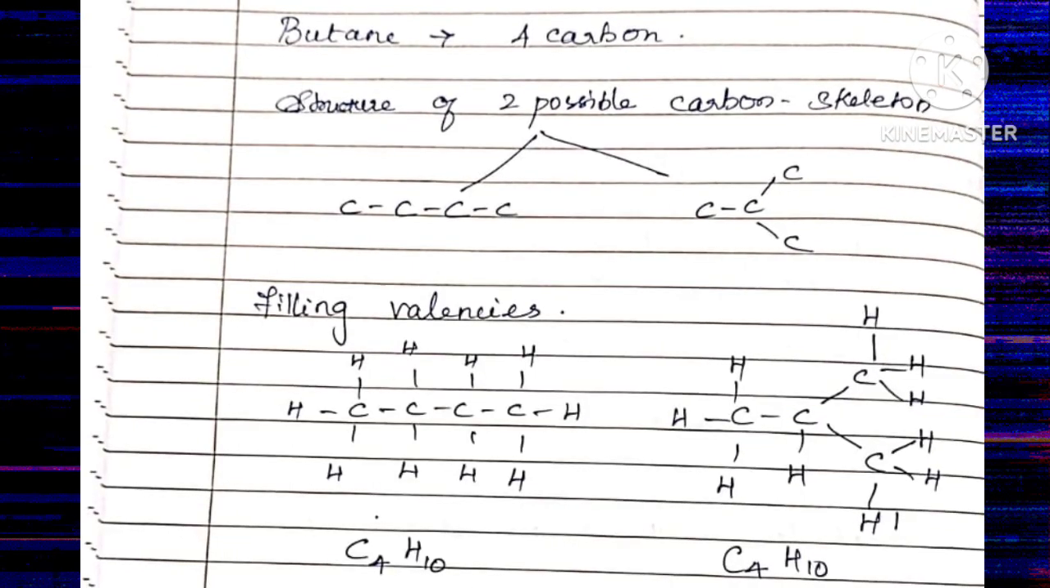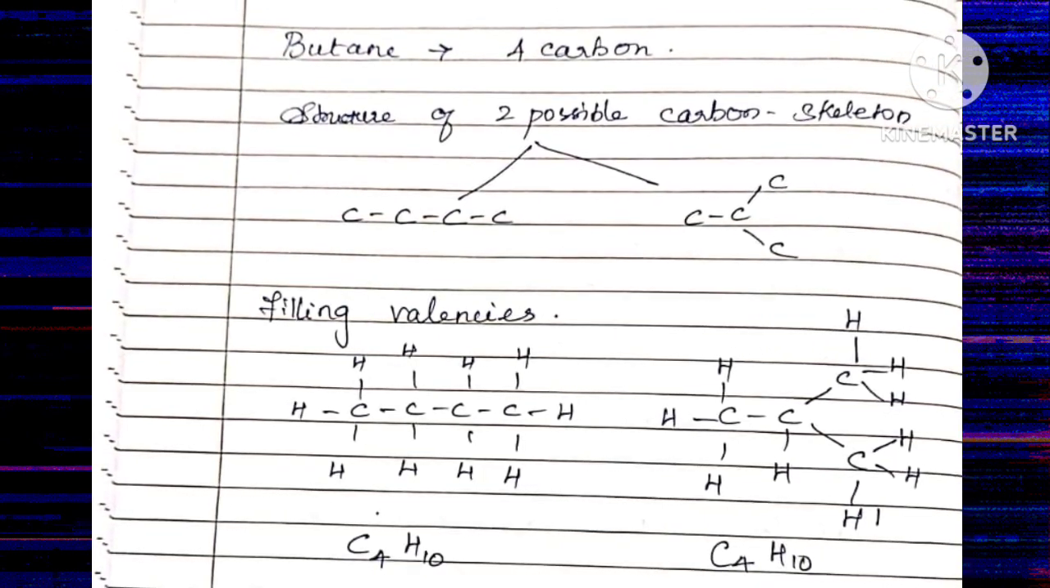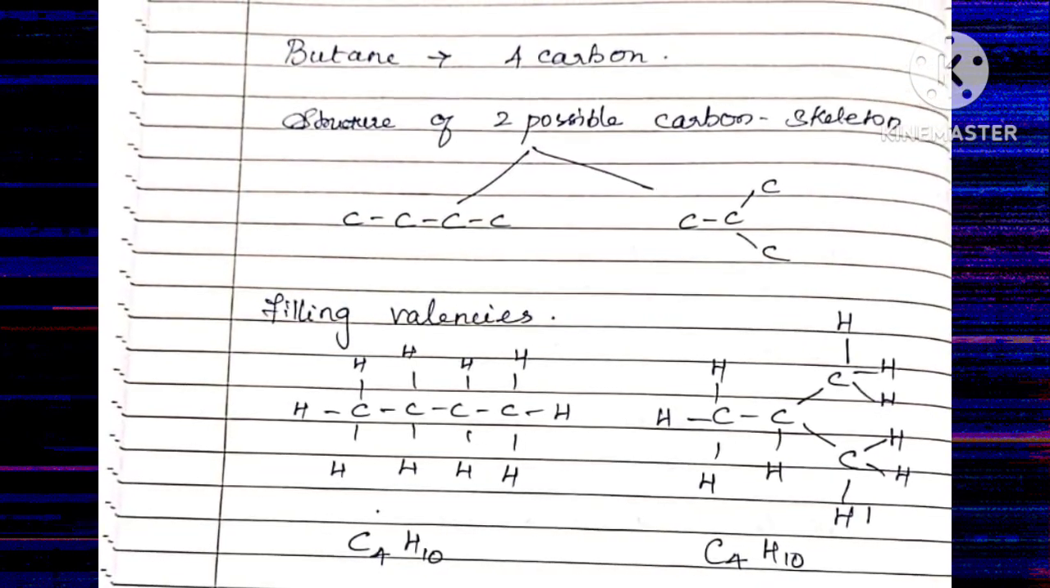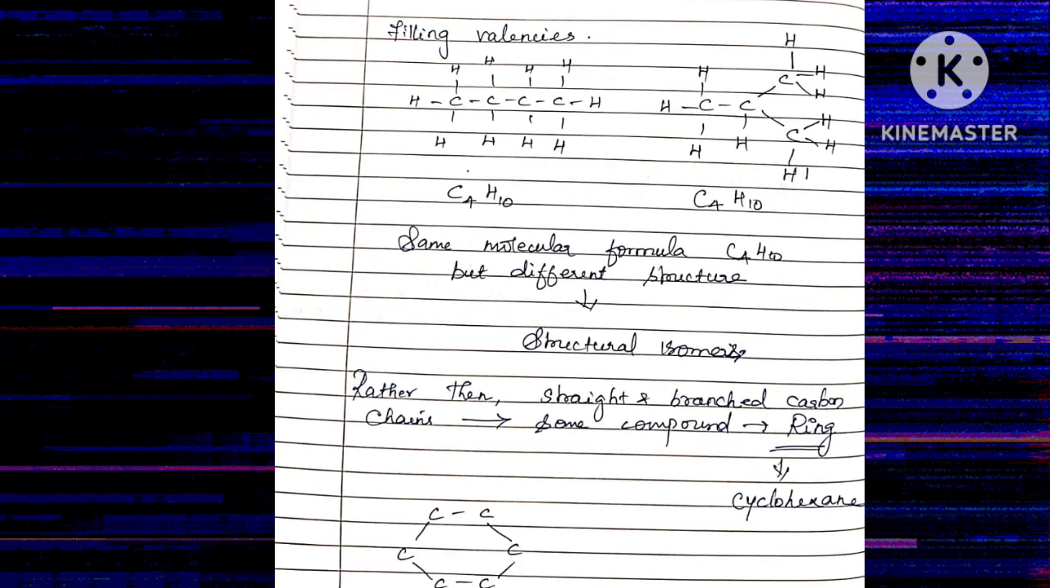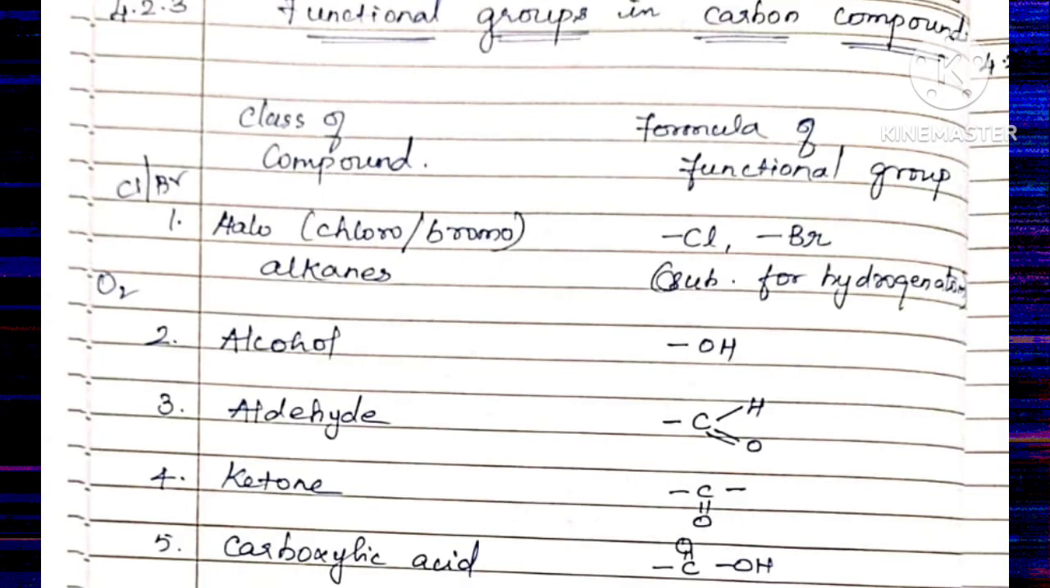Let us take an example, butane, which has 4 carbons. It has 2 possibilities, one is chain form, another one is branched form. Satisfying the valencies, we get 2 different structures, but the chemical formula is the same. So this is termed structural isomers. Now we can see an example of a cyclic structure, that is cyclohexane. This is the electron dot structure of cyclohexane. So it can be either saturated or unsaturated hydrocarbons.